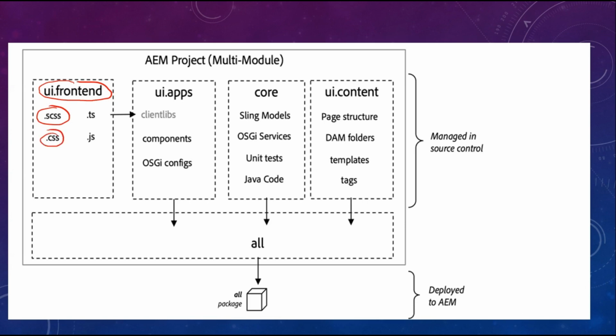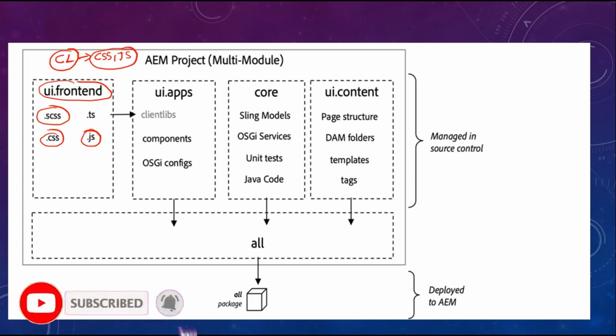This is the advanced version of the CSS, and here we have JavaScript. All these files, that means the front end related things, will be stored inside this module. After that, here we have one concept, that is client library. Okay, and client library is used for inserting the CSS and the JavaScript file into your AEM.